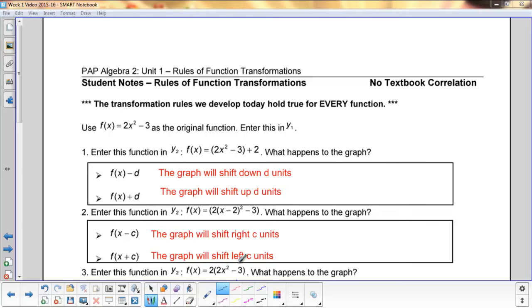Hello again. Now that we have a clear understanding of what the parent functions that we'll be using this year are, we're going to take a look now at the transformations that affect them. Please understand that you're going to do the same thing no matter what parent function you have. So notice you have this generic f of x here in front of all of these. Regardless of whatever the parent function is, you will still apply the same transformations to it.